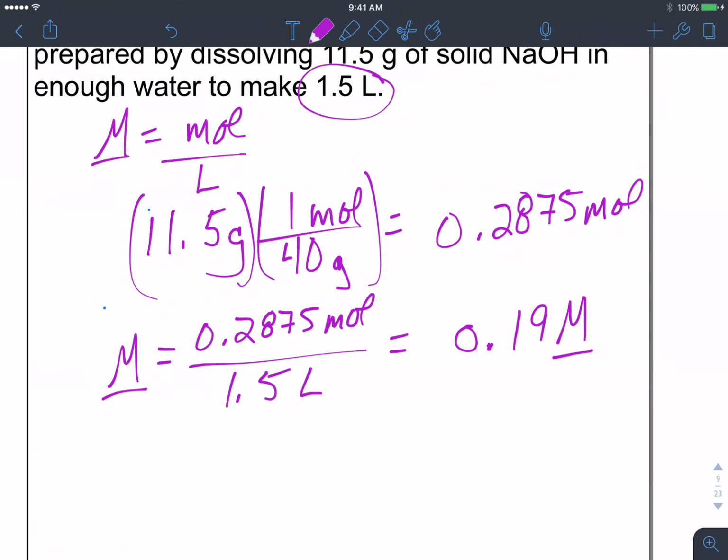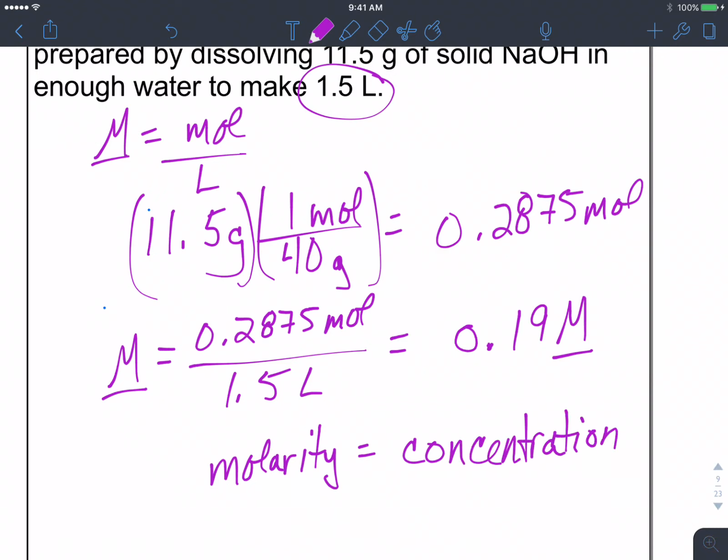Now, you've heard me say back and forth, calculate the molarity, calculate the concentration. Molarity means concentration. So as long as you know that vocabulary, you're in good shape.